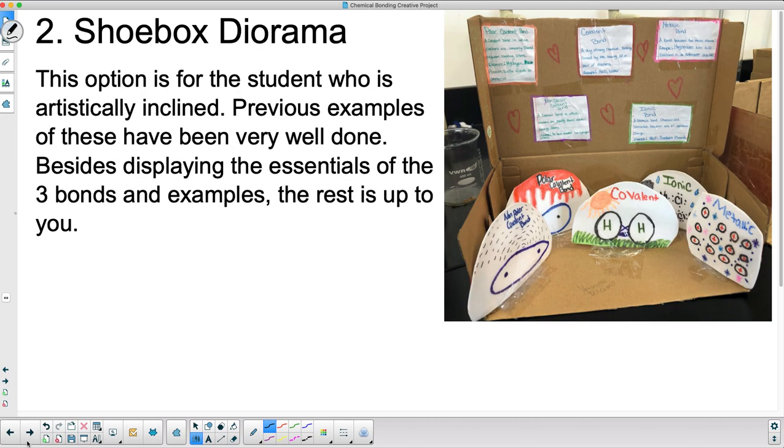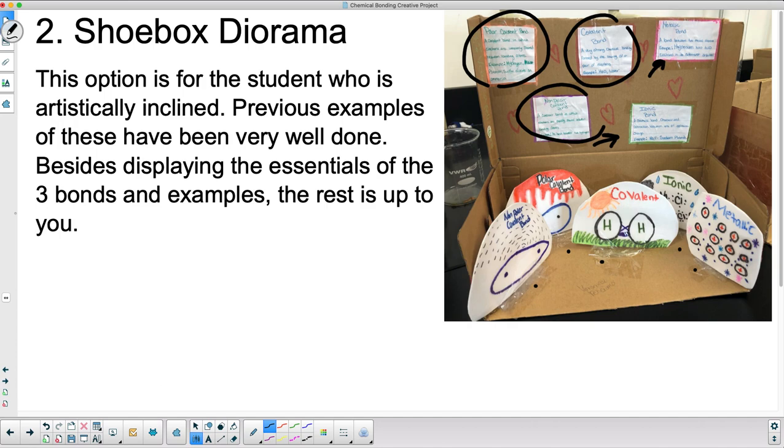The next one, number 2, is a shoebox diorama. I have a picture here of one of the recent ones that was done last year or the year before. You can see that ionic, metallic, and 2 covalent types of bonds are represented visually and have been written about. Here are polar covalent and non-polar covalent. This is just covalent, the sharing of electrons. And then you have the ionic and the metallic bonding, clearly labeled down here as pictures. These are all good things.